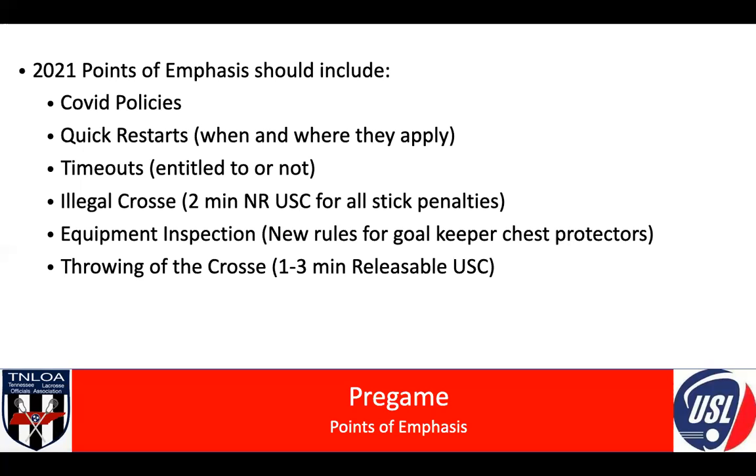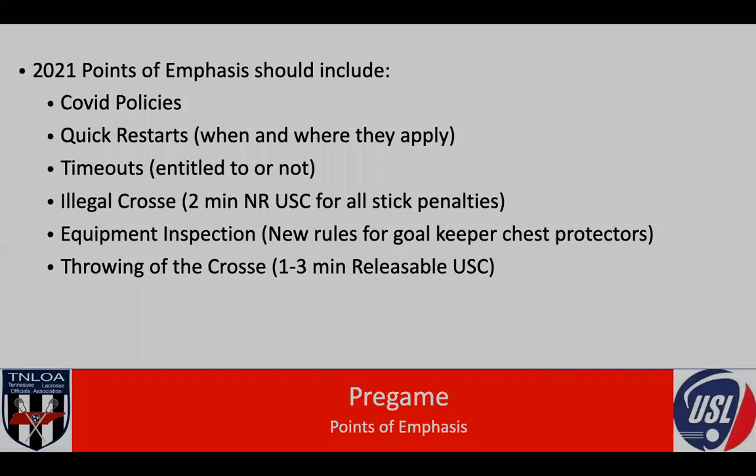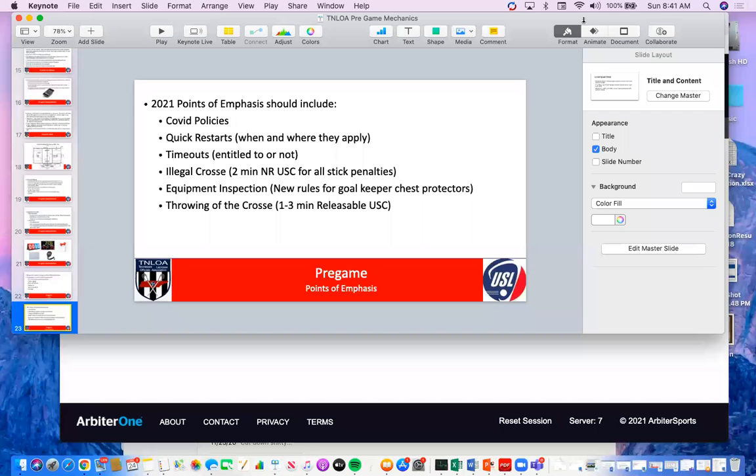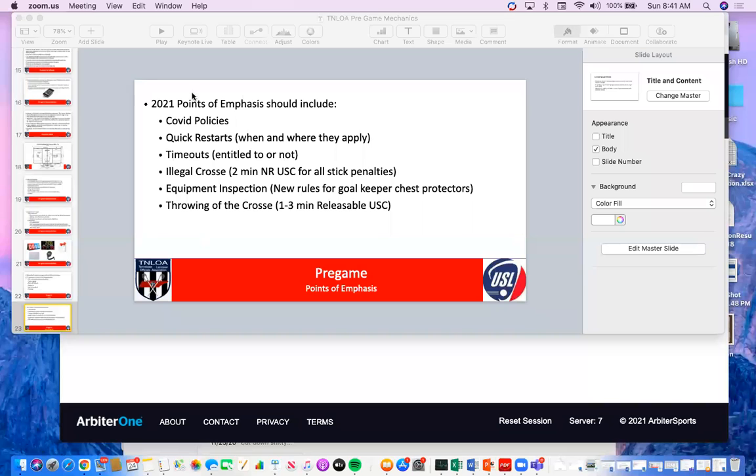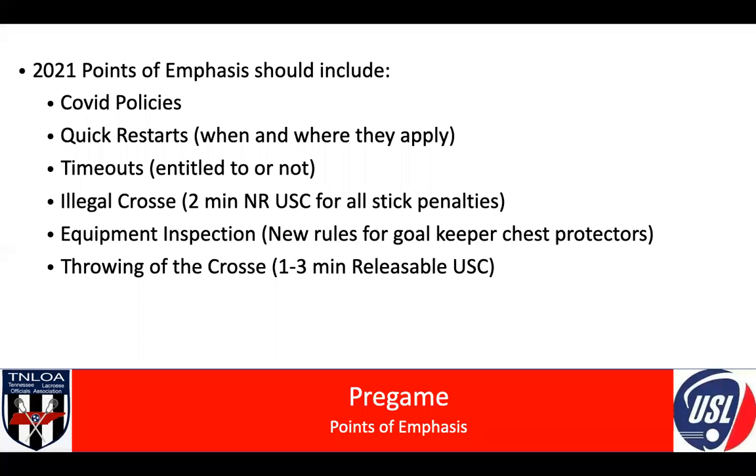No more are we going to be setting a stick on the table because it is illegal. They're allowed to fix their crosses. So if we find a stick that's illegal, it's too pinched, the ball doesn't come out, has a deep pocket, they will all be 2 minute penalties, but he can fix it.